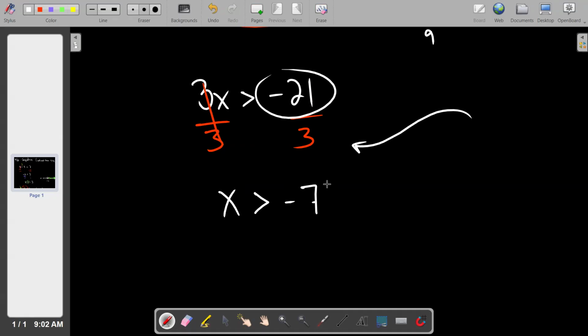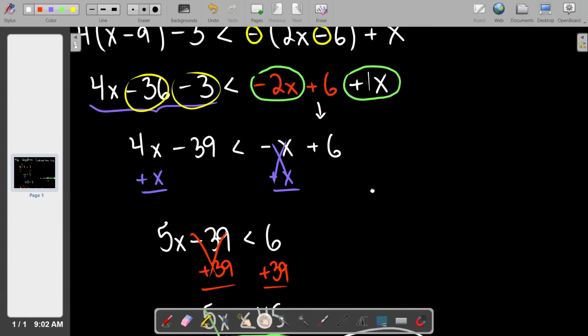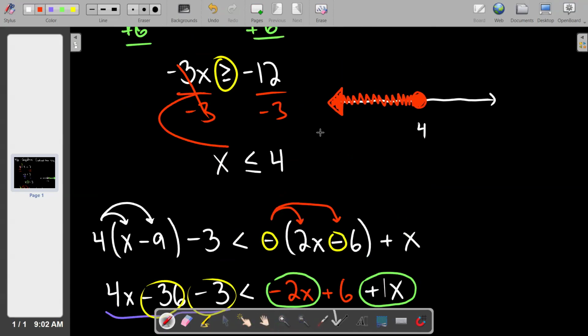Then why did we switch it on, not the last one, but the one before that? Because we divided by negative 3. That number I just circled is a negative 3. Okay.